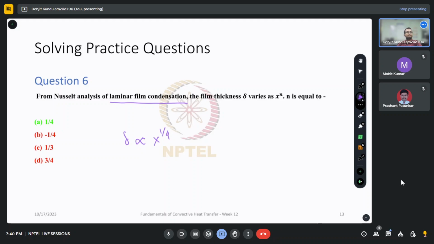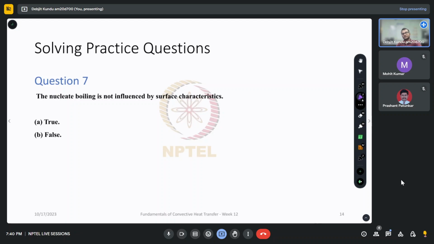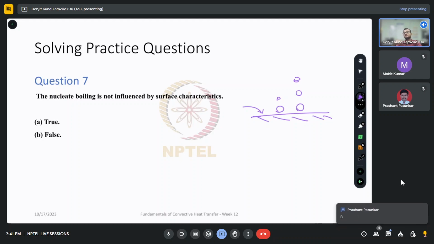Okay, we'll move along to question number 7 now, which is a true and false type of question. It asks whether the statement is true or false: nucleate boiling is not influenced by surface characteristics of the solid. So if I have nucleate boiling going on like this, will the surface characteristics of this solid surface matter or not? Or to be more precise, does that influence nucleate boiling or not?